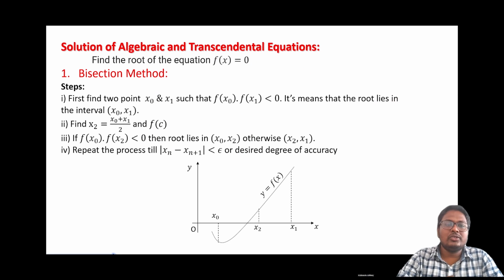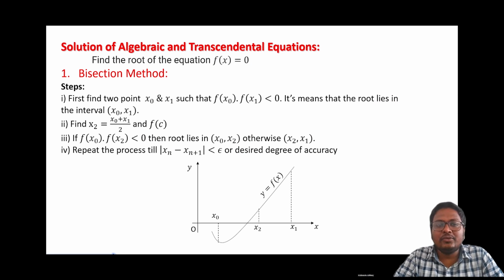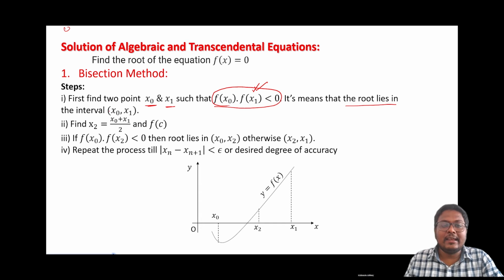So what are the steps we will follow? First, we have to find 2 points, x0 and x1, for which f of x0 into f of x1 is less than 0. That is my first task. Whenever we find f of x0 into f of x1 less than 0, that means the root lies in the interval x0 to x1. This is my first step.